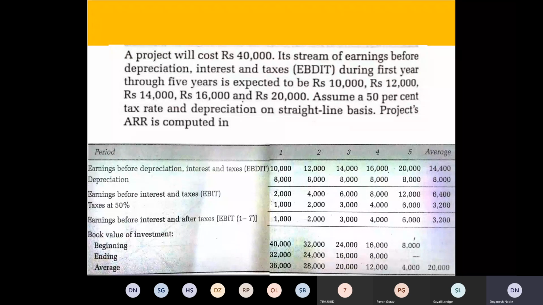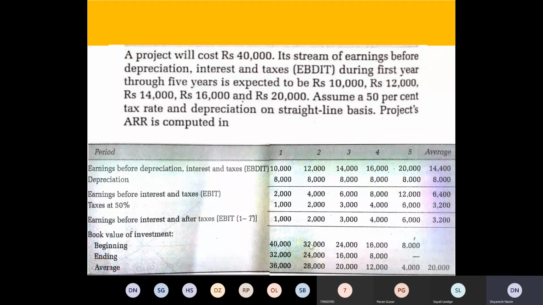40 plus 32 divided by 2, that is 36,000, was the average book value of the project during the first year. Now we go to the second year. The profit was 12,000. Again, subtract the same 8,000. What remains is EBIT, which is 4,000. Out of this we pay the taxes, and it remains 2,000 rupees.